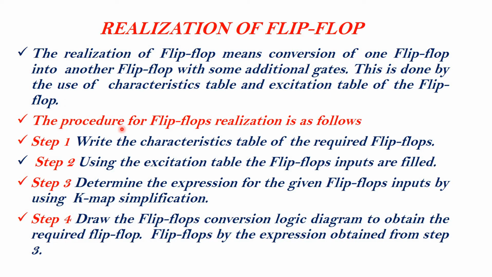Next, the procedure for flip-flops realization is as follows. Step number 1. Write the characteristic table of the required flip-flop. Step number 2. Using the excitation table, the flip-flop inputs are filled. Step number 3. Determine the expression for the given flip-flop inputs by using K-map simplification. Step number 4. Draw the flip-flops conversion logic diagram to obtain the required flip-flop by the expression obtained from step number 3.